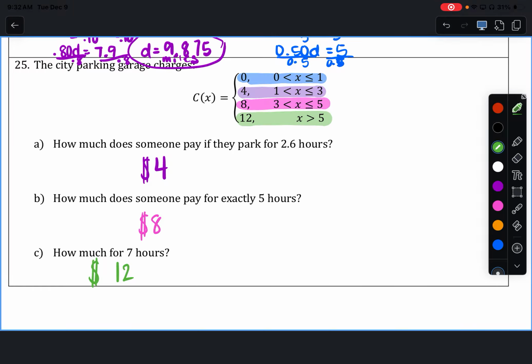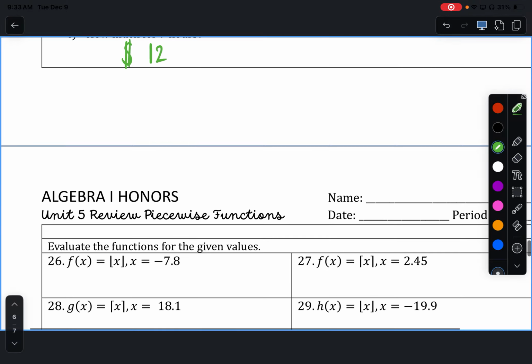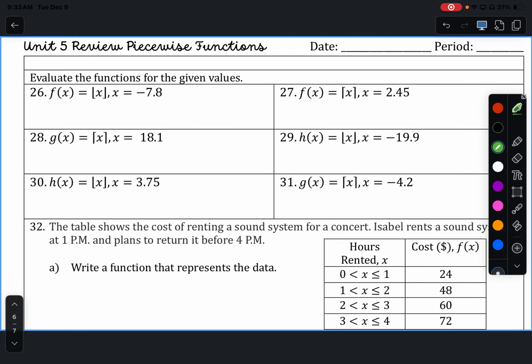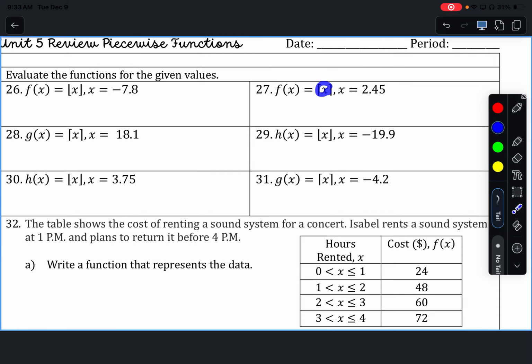Okay, now we're going to look at 26. Or actually, we're not going to look at 26 because these are our step function problems. So we're going to do our odds still. So for number 27, is this a ceiling or a floor function? That's a ceiling function. So we have to find the ceiling of 2.45. What is the ceiling of 2.45?